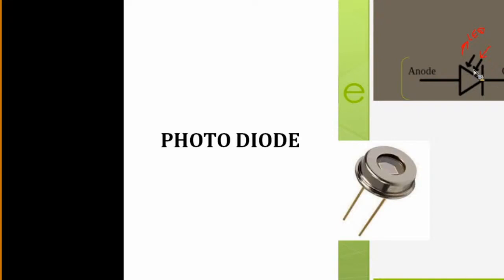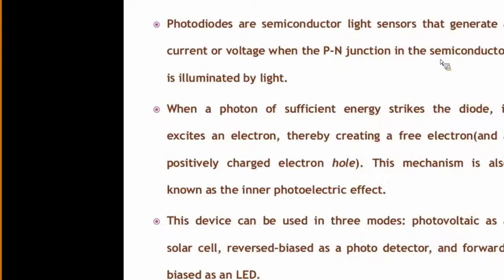The inward arrow marks make the symbol of a photodiode. The outward arrow marks make the symbol of a light emitting diode.